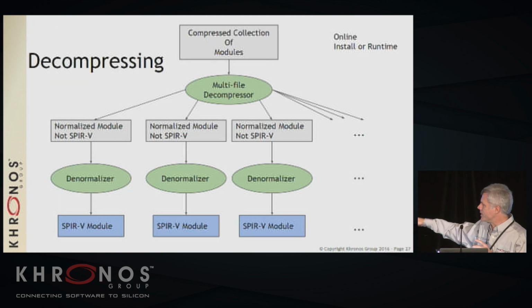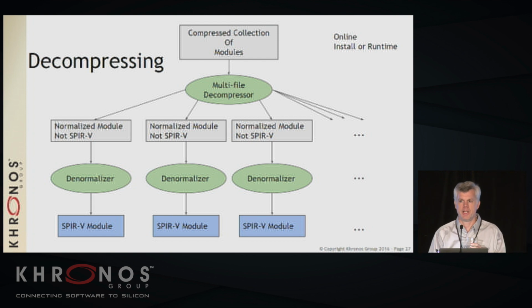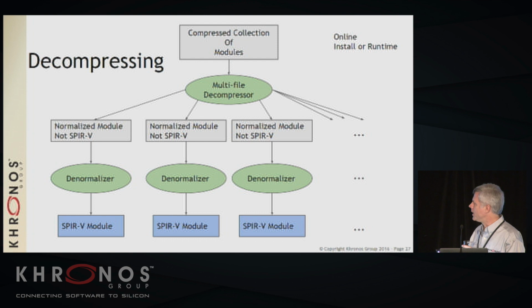Then on the end user system, when you decompress, you get back these modules that have to be denormalized back into SPIR-V. And this can give you higher compression rates at the cost of having to distribute a denormalizer, having a denormalizer there. So it's kind of your choice based on what the actual situation calls for.